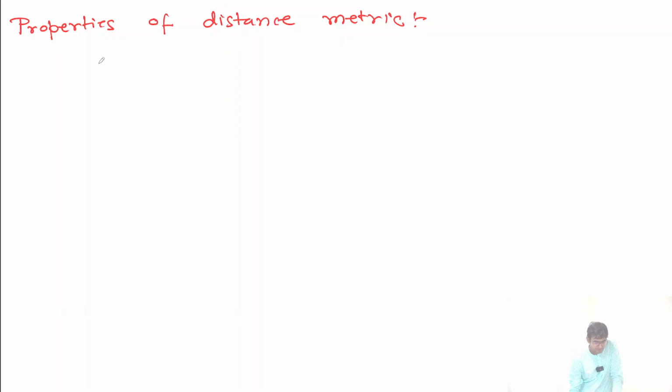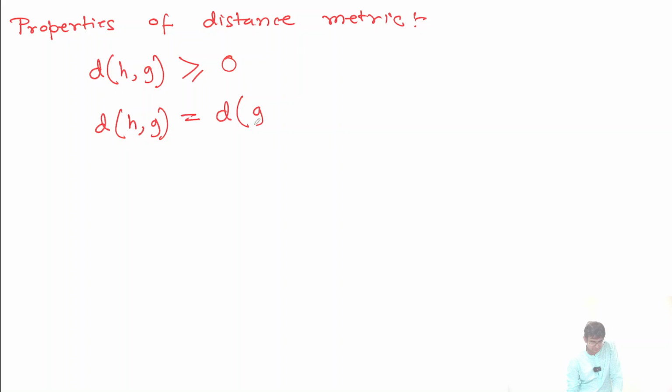Properties. You said always greater than or equal to 0. That is one property. Any other property of a distance metric? The distance between h and g should be equal to the distance between, it is symmetric. The distance between h and g is equal to the distance between g and h. And that is why, if you have heard of KL divergence, that is not a distance metric, that is a divergence metric. So divergence and distance are two different things.